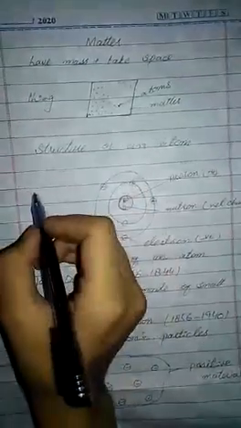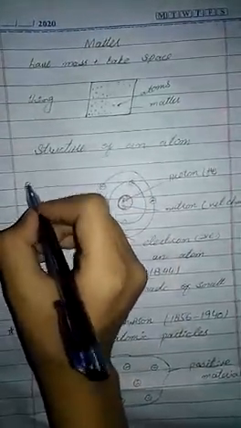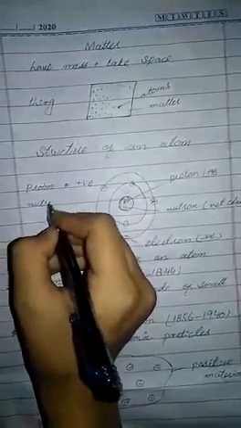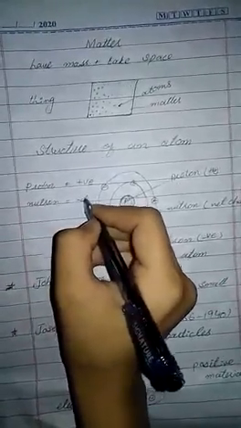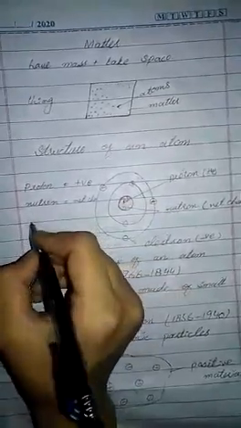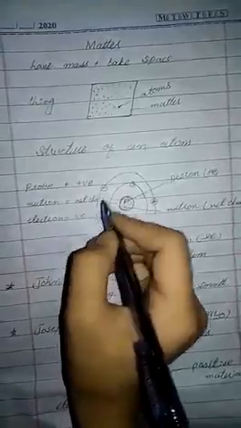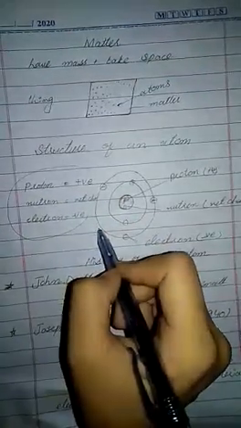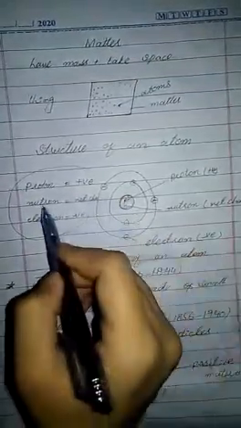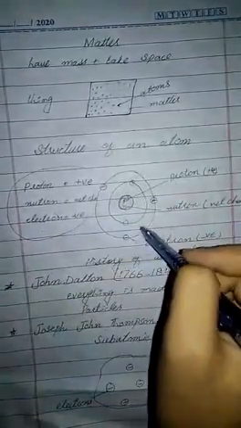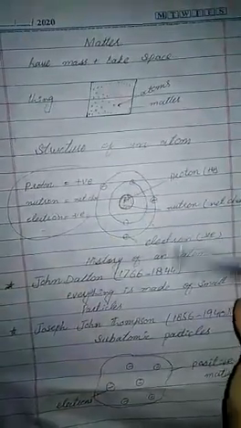And in atom, three particles you have seen. First one is proton, that has positive charge. Next one is neutron, net charge, means no charge. Third particle is electron. Electron is negatively charged. So three particles are present in the atom. Proton, which is present in the nucleus, neutron also present in nucleus, and electron orbit around the nucleus. This is the structure of an atom.